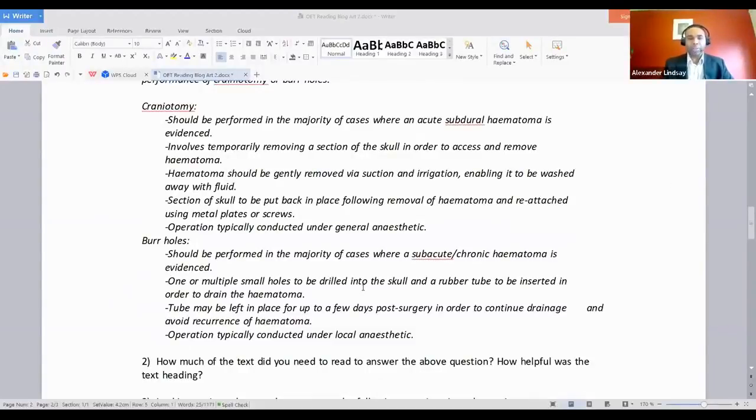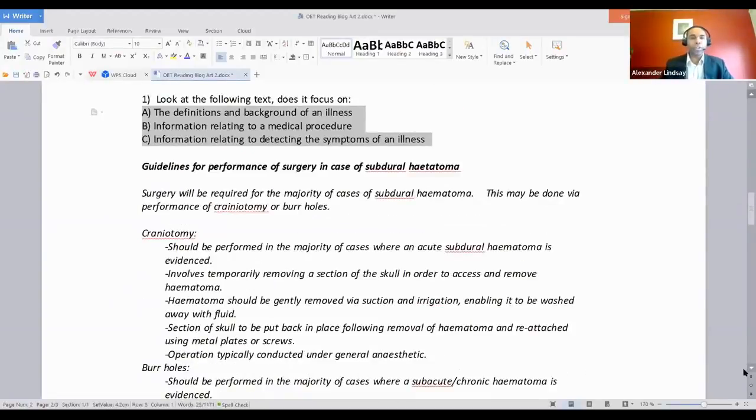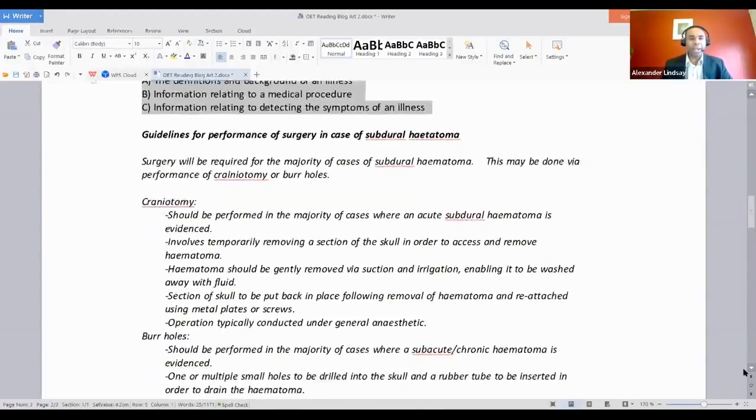Okay, so some of you are giving responses already. Some of you are putting B. I've just put it into the chat again, just in case you didn't see it on the screen before. Okay, pretty much everybody is saying B. We've got one C there, but most people are saying B. Okay, so good. Yeah, so most people then are saying B, information relating to a medical procedure.